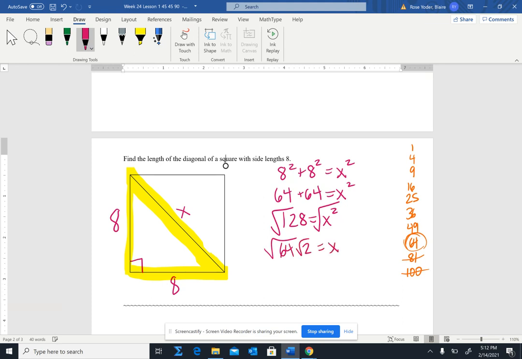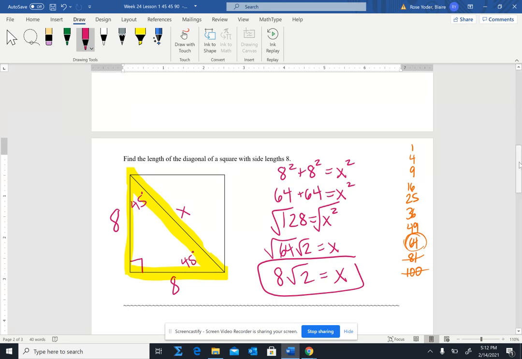And then if you remember what we did last week, 64 is perfect, so you can square root it and it gets to go out of the house. So square root of 64 is 8. And then square root of 2, that's messy, so it has to stay in the house. So if you have a square and the side lengths are 8 and 8, the diagonal is 8 root 2. So this is actually an example of a 45, 45, 90 triangle because the diagonal of a square cuts the right angles in half. So these angles here are 45 and 45.